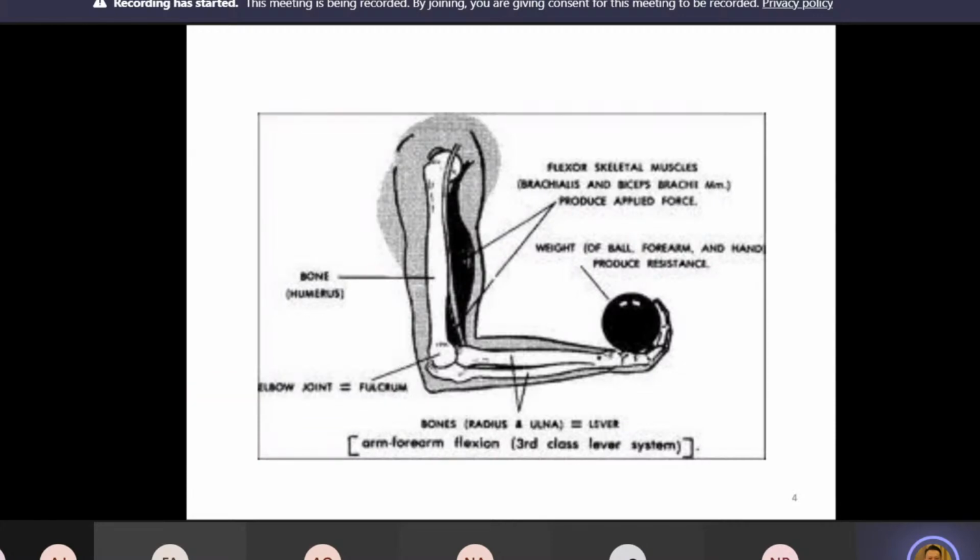Not in detail. Don't worry, we are not going into detail about the human anatomy. Just to know several parts, several body regions that are important to know about biomechanics. So you can see the humerus bone here. We have the radius and ulna bones here. We have the muscles here. So this joint here acts as a fulcrum.